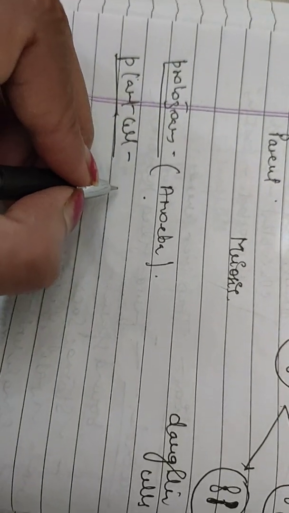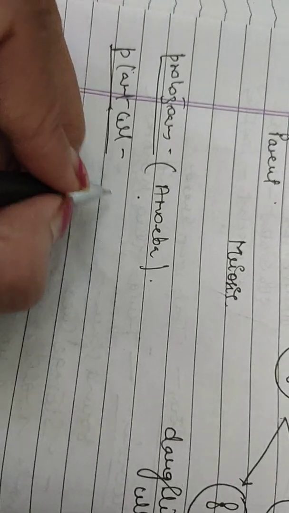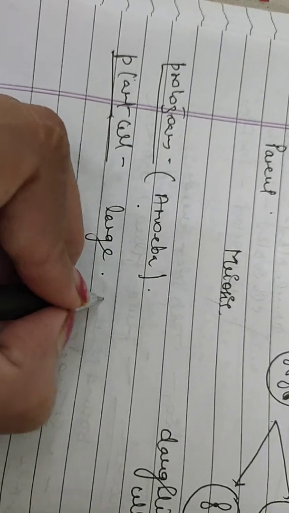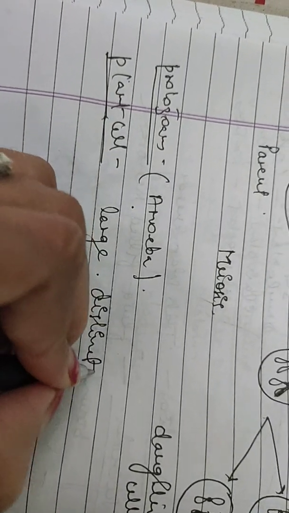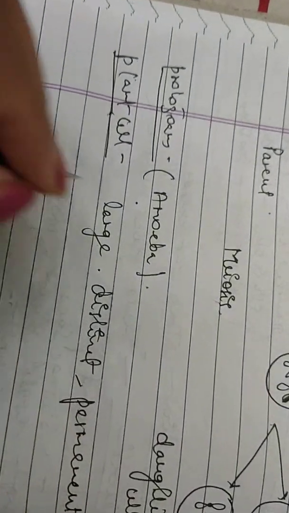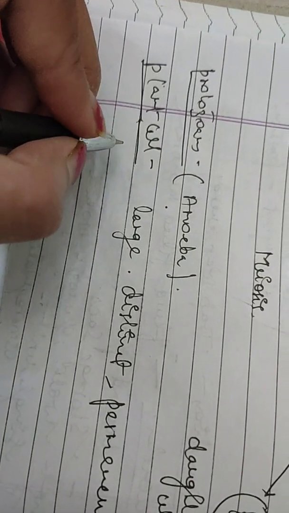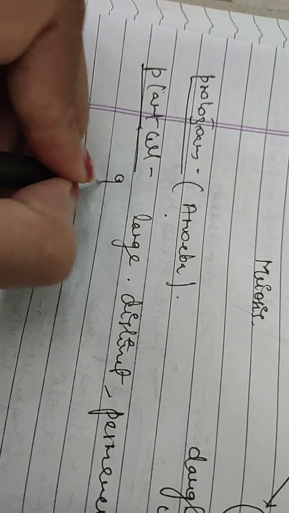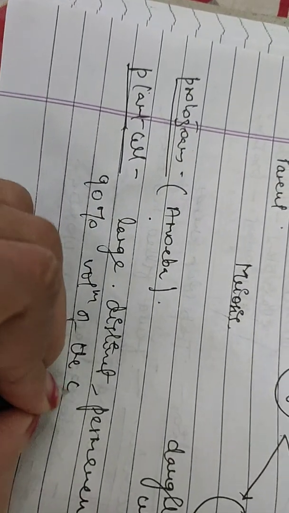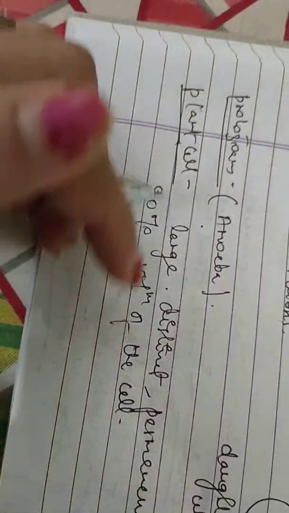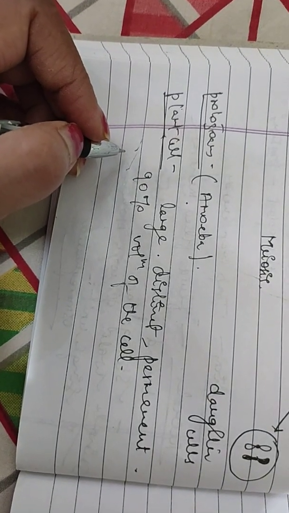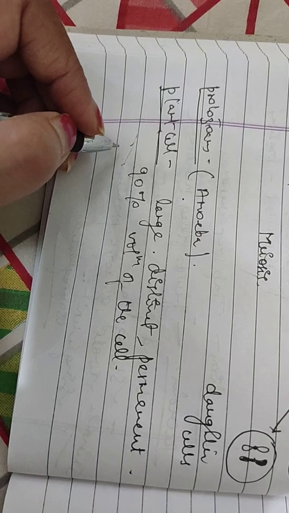And in the case of the plant cell, the vacuole is very important because it takes a very large space. Vacuoles are very large in the plant cell. It is distinct, permanent. In a mature plant cell, the vacuole occupies almost 90% of the volume of the cell. So obviously if an organelle occupies 90% of the volume of the cell, it means that it is very important.